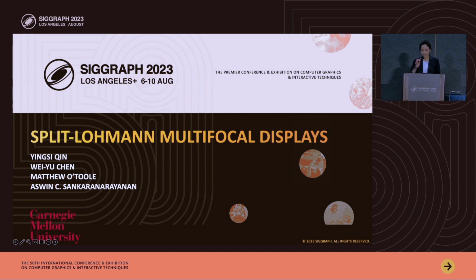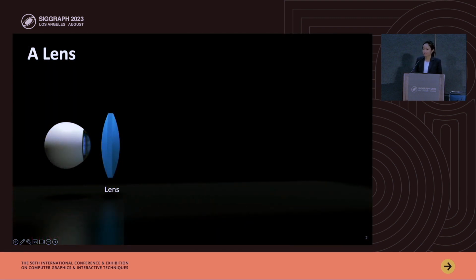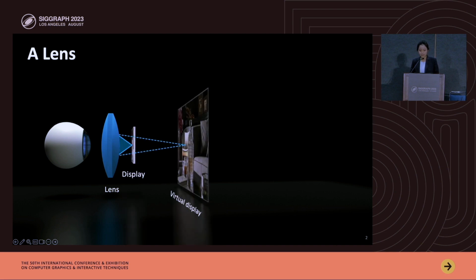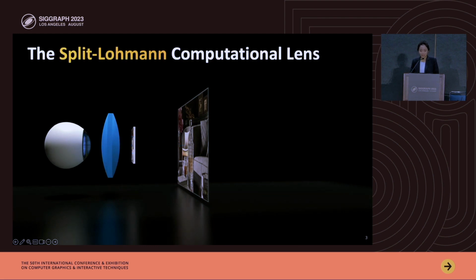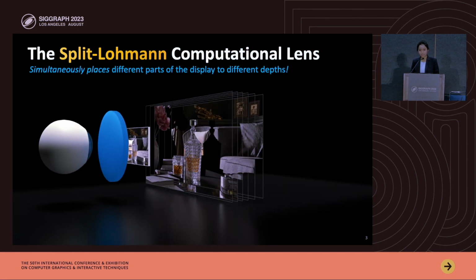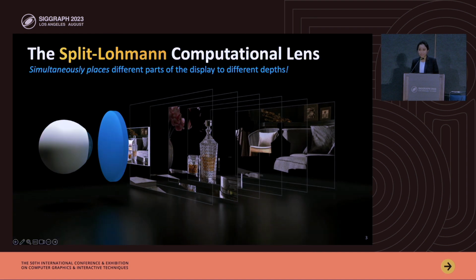My talk today is on a new kind of virtual reality display, one that supports the eye's native ability to focus on objects placed at different distances. To understand what a display does, let's start with a lens, one of the main components of any near-eye display. A lens serves to optically place the display at a different distance from the eye. Our work proposes a new kind of lens, one that has the ability to simultaneously focus different parts of the display to different distances. We refer to this design as a Split-Lohmann computational lens.